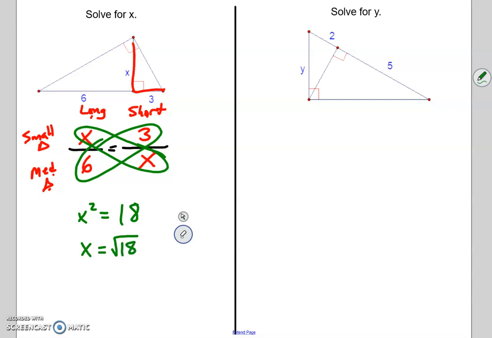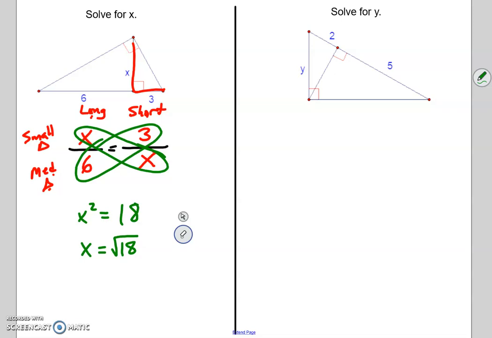Some people say, well, isn't that positive or negative? If we're dealing purely in algebra and numbers, yes, but in this case, x has to be a length, which means it's a positive value, so I'm not going to have a negative square root of 18 here. So that's how we can use the geometric mean to find that length.